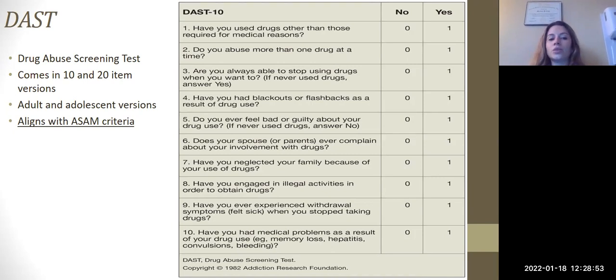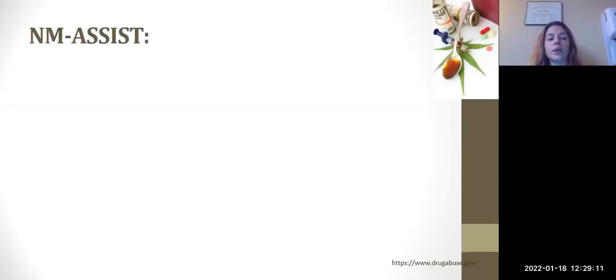The other nice thing is the score that it tallies aligns with SAMHSA criteria. So when you look on the scoring page of the DAST, it will tell you if their score is recommended for outpatient level of care or IOP or RTC. So it will tell you which level of care is appropriate based on their DAST score.